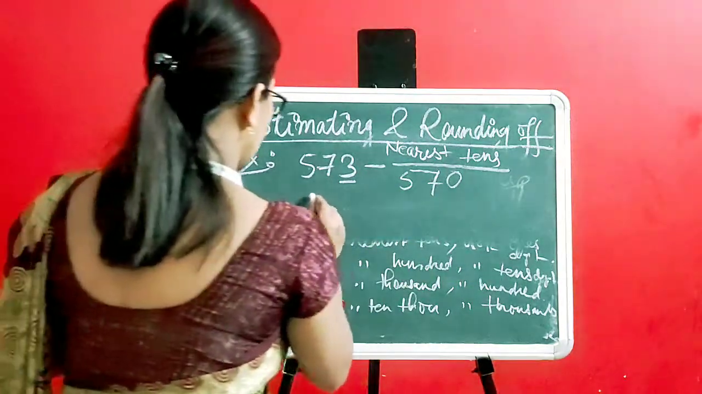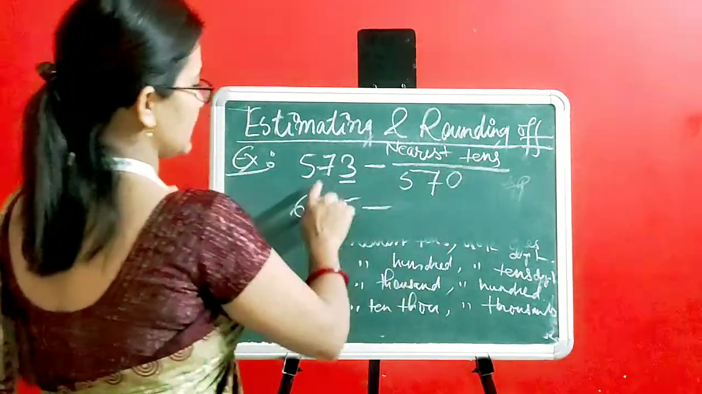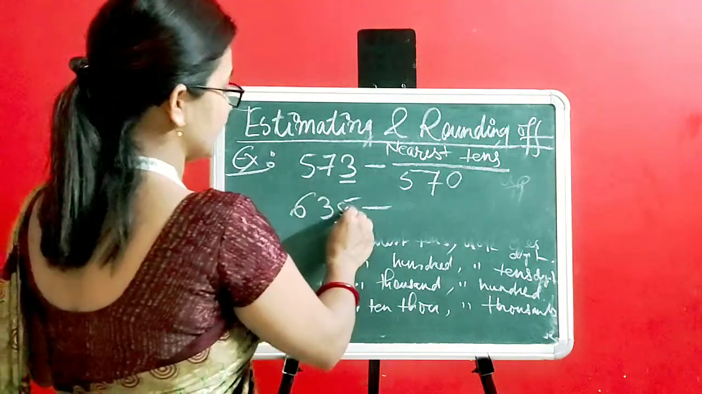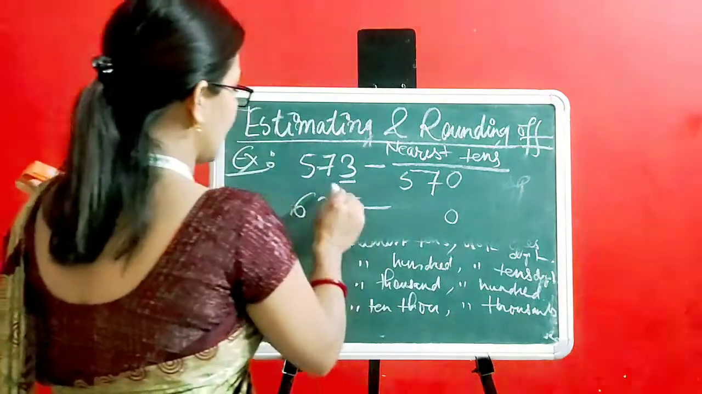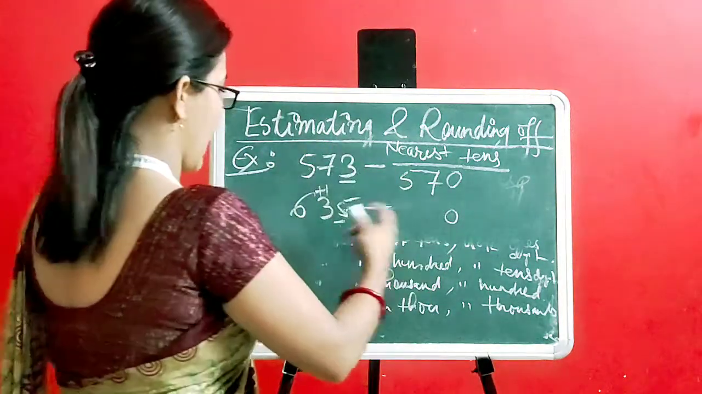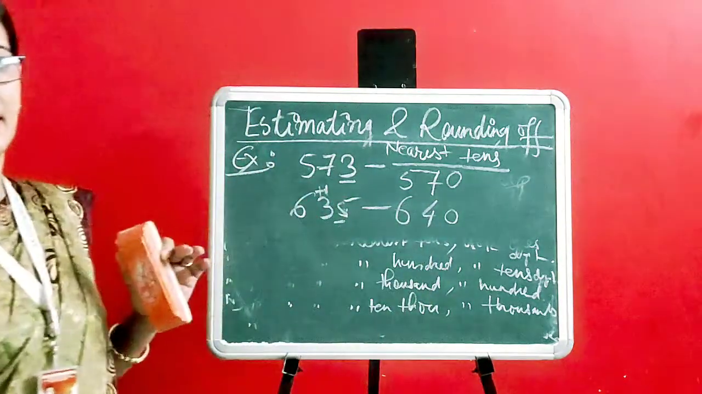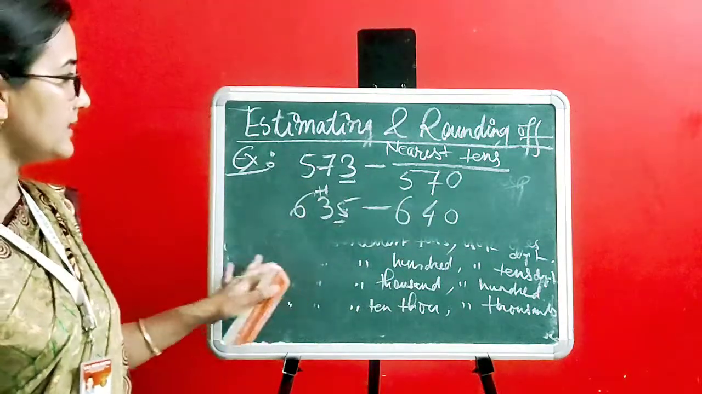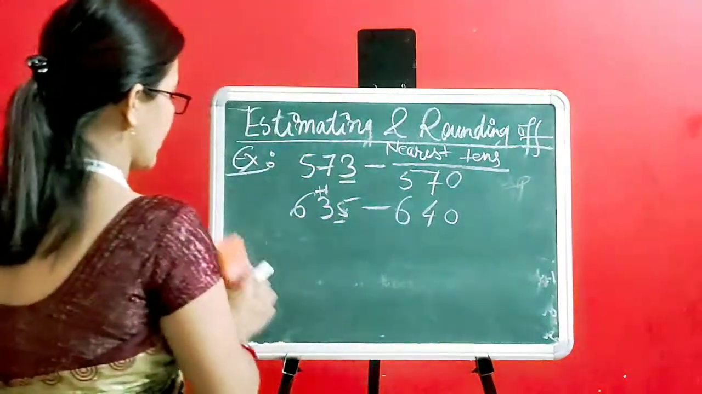One more example: 635. For the nearest tens we need to look at the value in the ones place. Since it is 5, meaning 5 or greater than 5, it will be 0 here. Then the tens place will get increased by 1, meaning 1 will get added, so it will be 4, then here it will be 6. So it will be 640. Is this clear? Then what if we are rounding to the nearest 100?